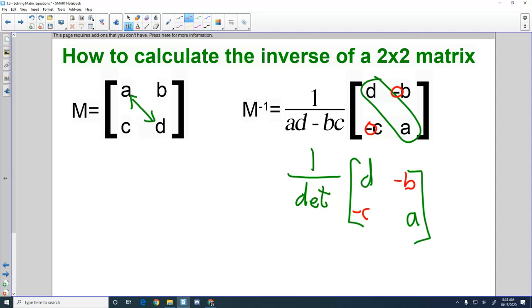So that's the easier part. You don't have to actually calculate anything. The only calculation for an inverse is this determinant part, which you're all really, really good at. One diagonal minus the second diagonal. All right, let's practice this.